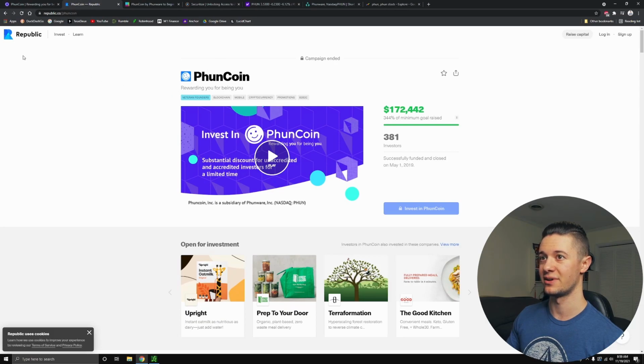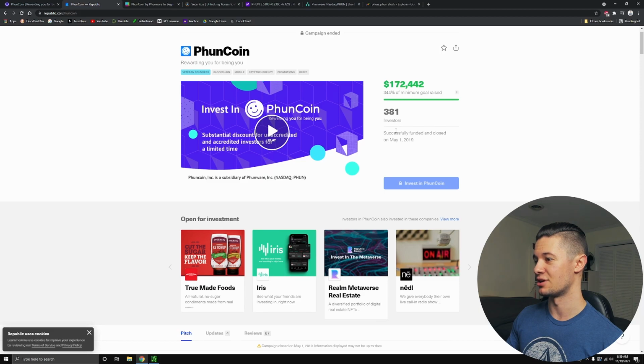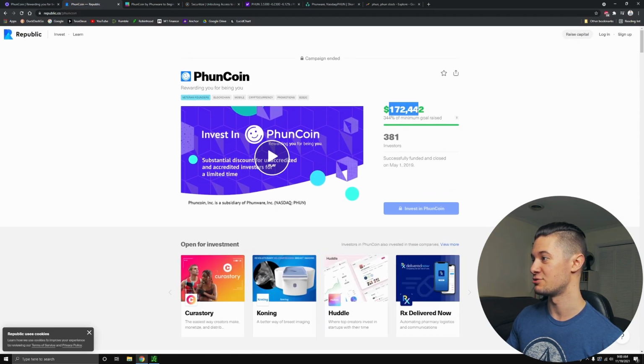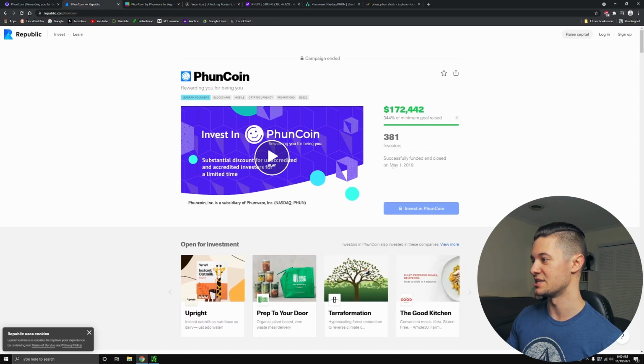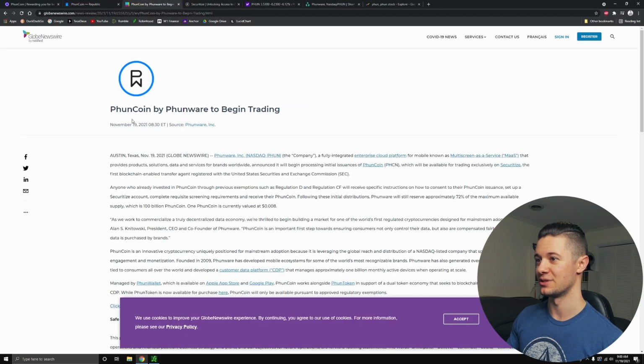Well, this was being funded on Republic, right? They had a goal of a minimum of $50,000 they wanted and a maximum of $1.07 million. They actually got $172,000 worth of funding from 381 investors. And this funding actually closed May 1st, 2019. So they've been working on this for quite a while. This was your opportunity way back when to get in on it. Now it's finally launching, so people are going to be able to start trading it. And we're going to talk about how they can do that, right?